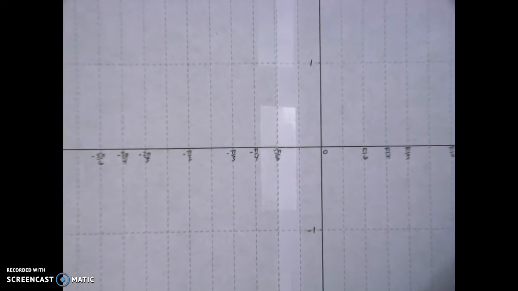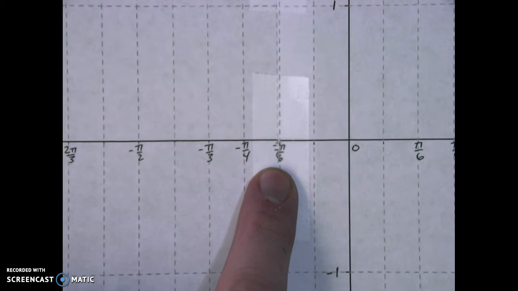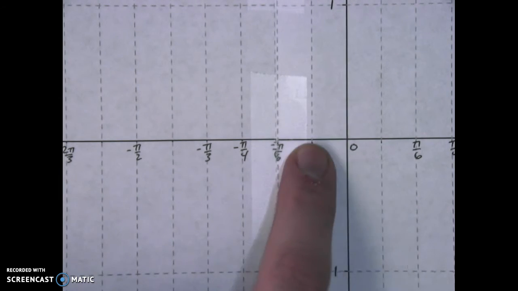If you see right there, I'll zoom in a little bit. It didn't come out really nicely. That's negative pi over 6, and I didn't do a great job of taping there. So we didn't line up great, but that's okay. Try and make them line up the best that you can. You're not going to be perfect.